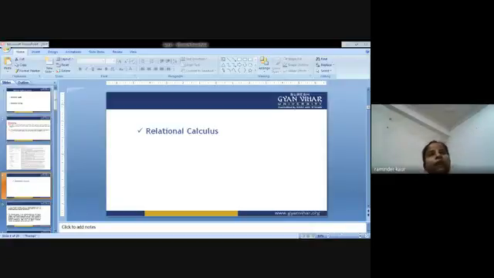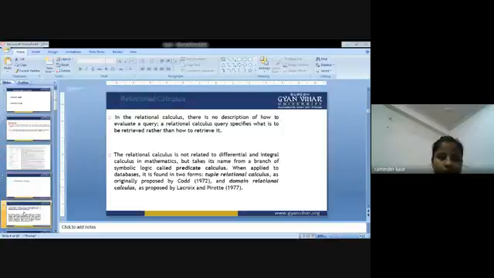So that is why it is called non-procedural, because it is not following a particular procedure in order to handle the queries, or I can say in order to operate the queries in an efficient manner. So that is why it is called a non-procedural language. There are various types of relational calculus. So what basically is relational calculus? There is no description of how to evaluate a query. A relational calculus query specifies what is to be retrieved.